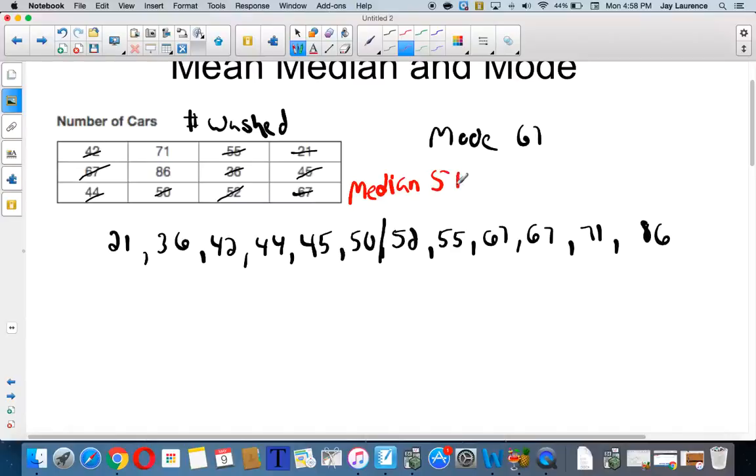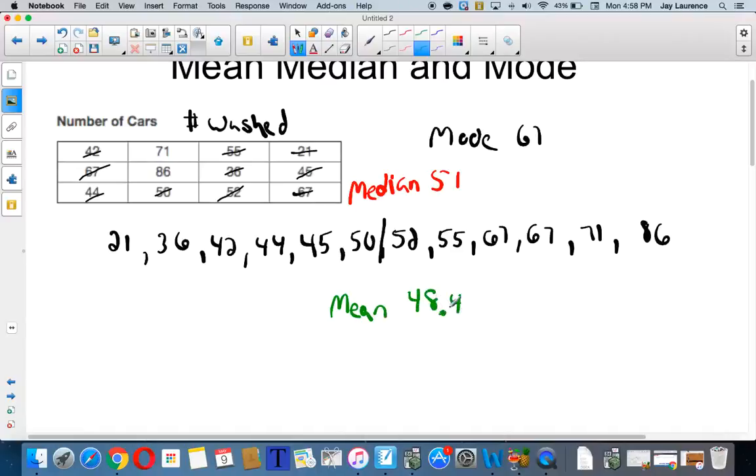Now let's see what the mean is, or the average. So I'm going to have 21 plus 36 plus 42 plus 44 plus 45 plus 50 plus 52 plus 67 plus 67 plus 71 plus 86. And I will divide by 12. And I've got 48. My mean is about 48 and 4/10.